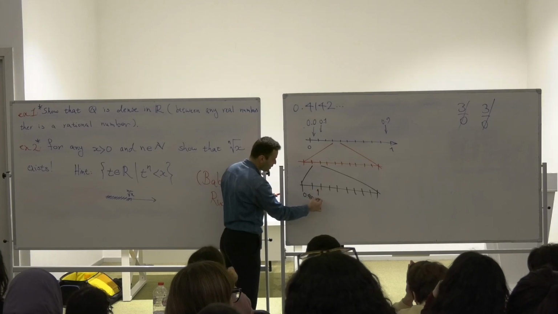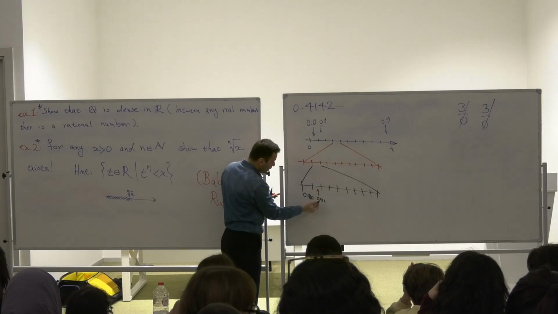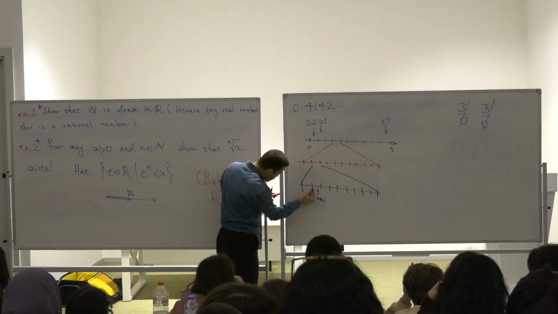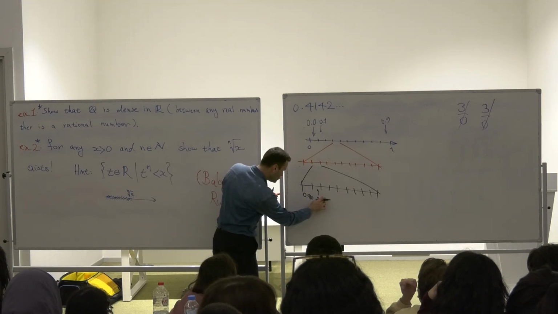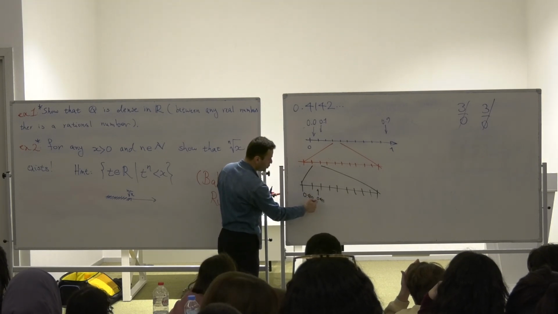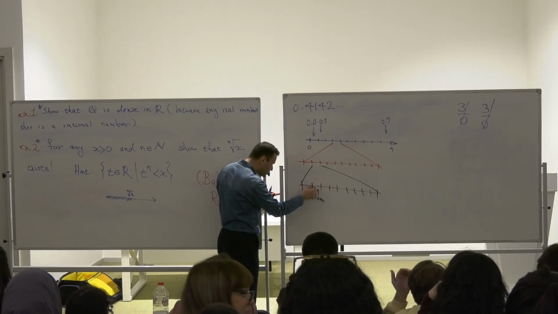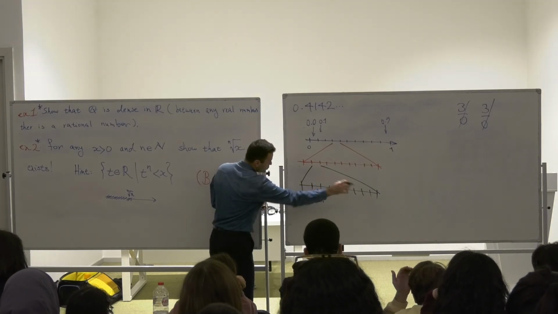0.410. What is this address? 412. When you're saying this is an address, this actually shows this number. Okay? 41, not 2. 0.411 is exactly this point. Okay, and so on and so on.